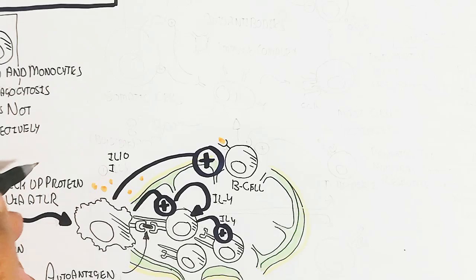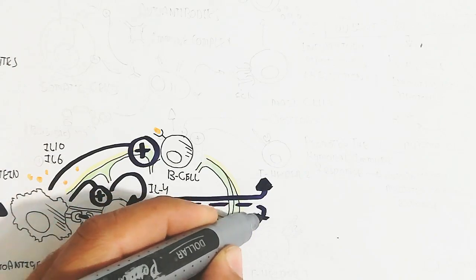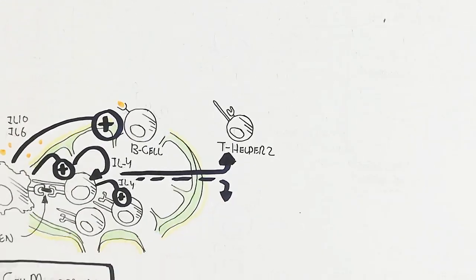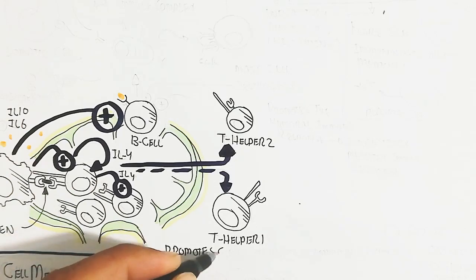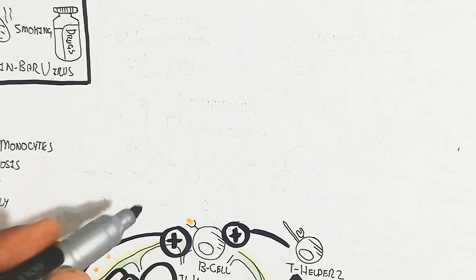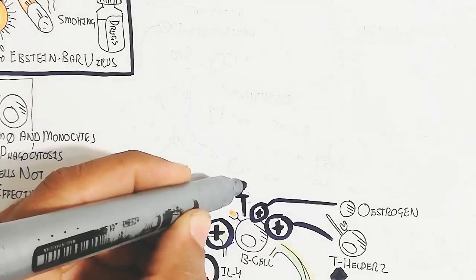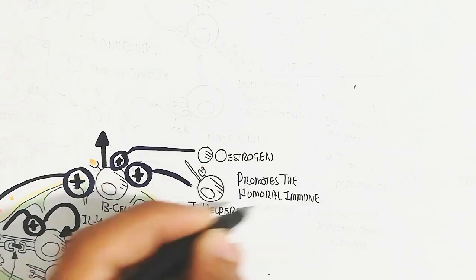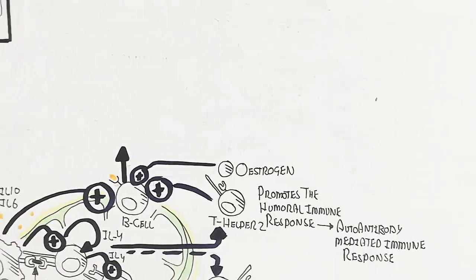B cells basically produce interleukin, recruited through the antigen presenting cell, interleukin 10 and interleukin 6. In this way, here you can see the T helper 2 cell will be formed after proliferation and maturation, and the T helper 1 cell. But the T helper 1 cell will not work more to promote the cell mediated immune response. On the other hand, estrogen in the female will also recruit the B cell, and estrogen is important and promotes the humoral immune response and autoantibody mediated immune response.